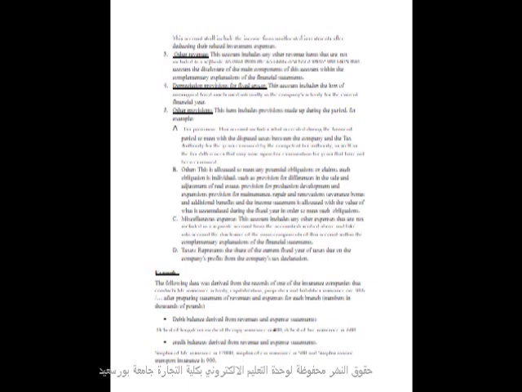Let's apply the previous rules. The following data was derived from the records of one of the insurance companies that conducted its life insurance activity, capitalization, and property and liability insurance at the end of June. The first part is the debit balance derived from revenue and expense.